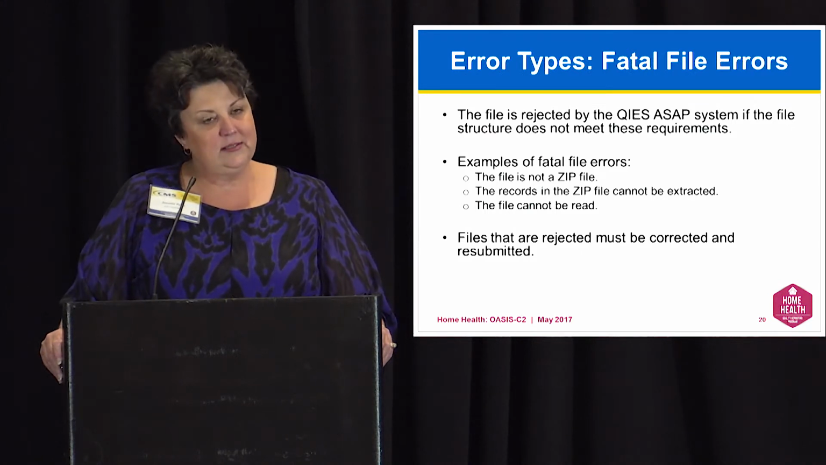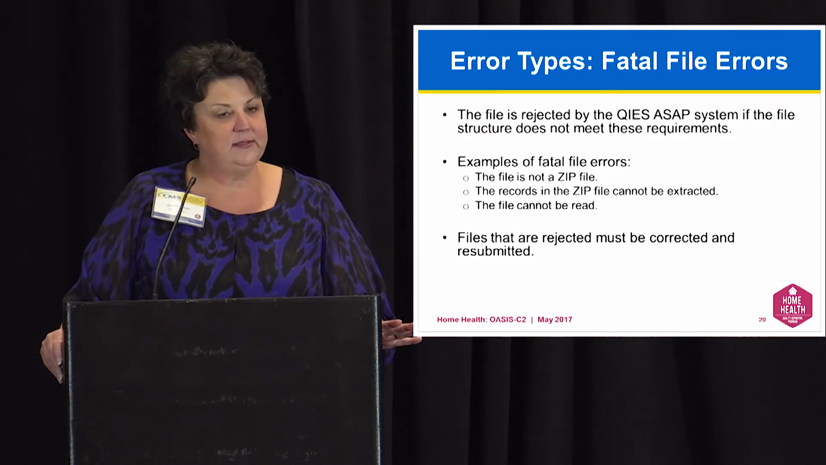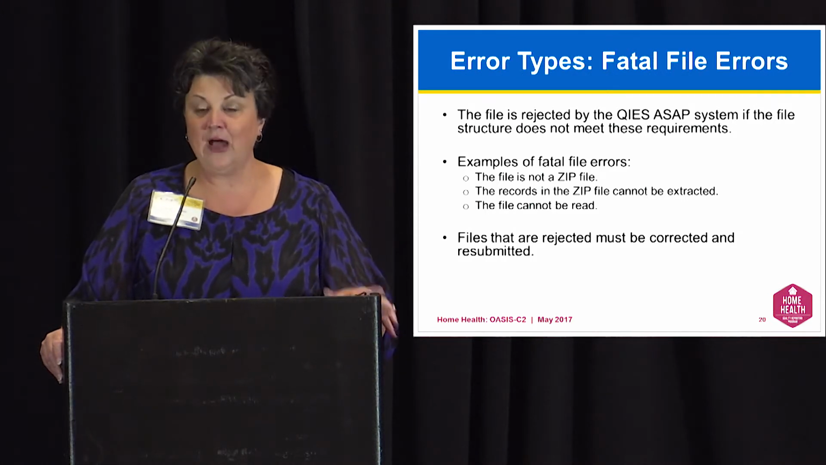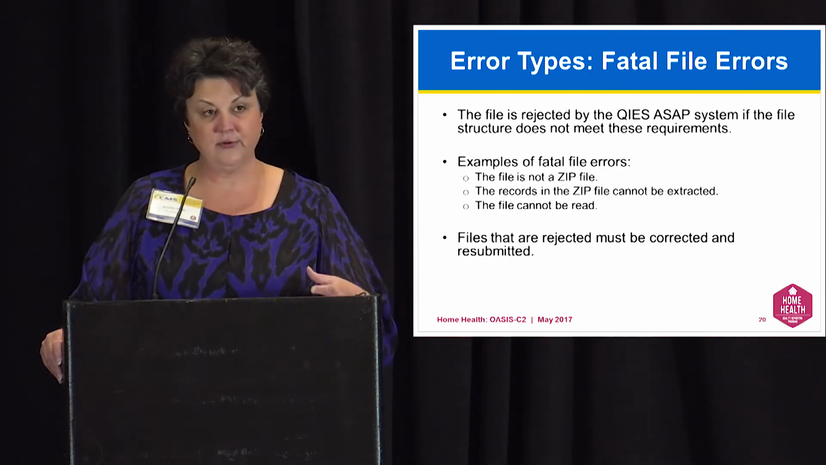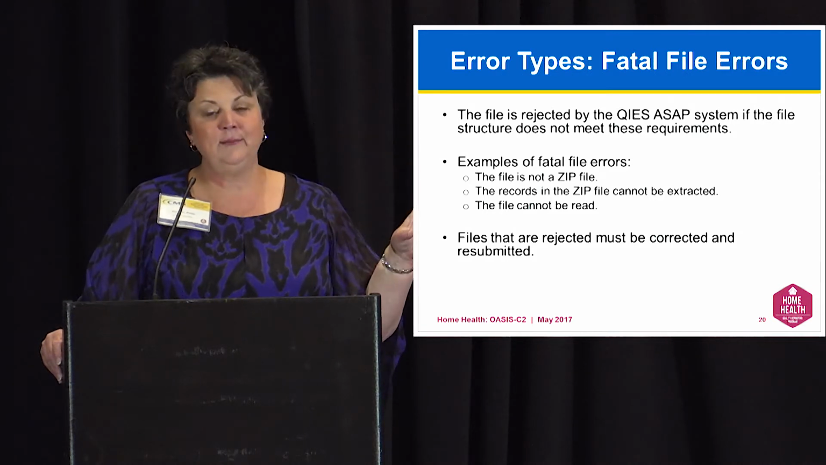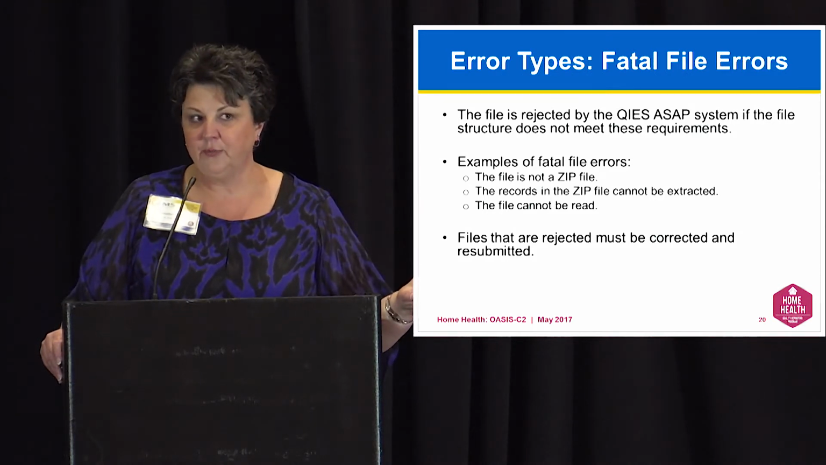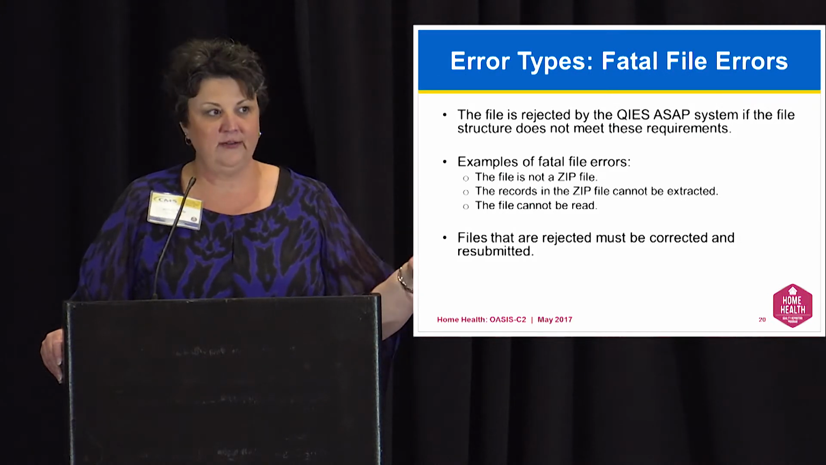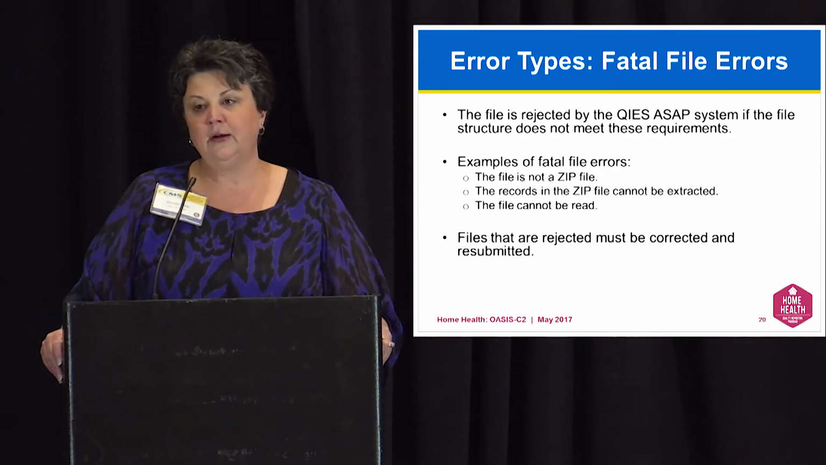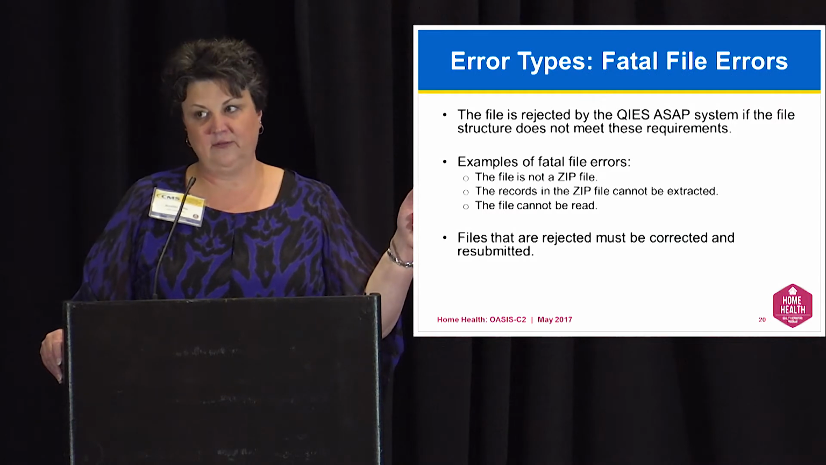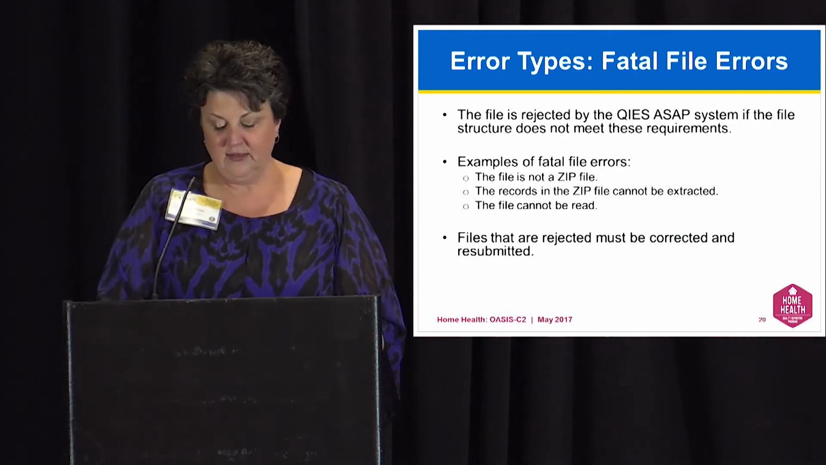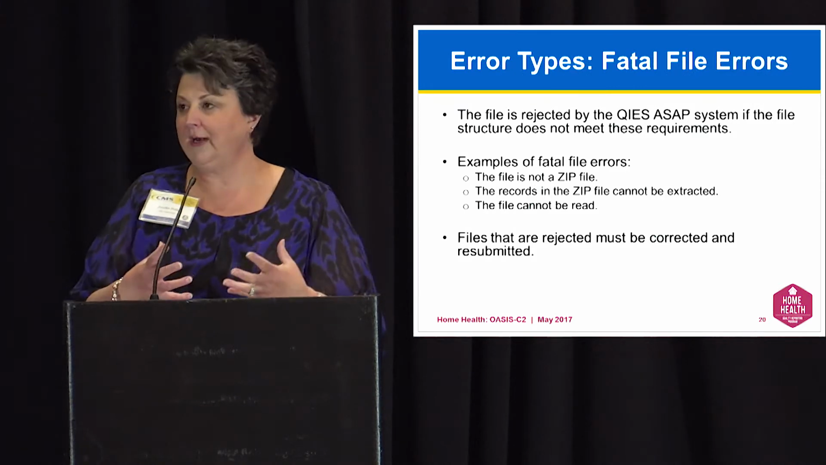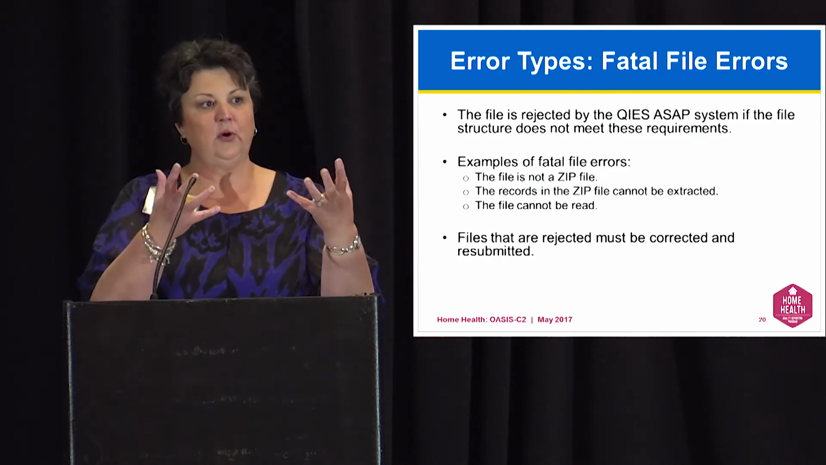So again, the way you'll know about these is you'll use that submitter final validation report, and that will list fatal file errors. So if you are not getting back a final validation report, that's when you're going in and requesting a submitter final validation report to actually tell you about these fatal file errors. Okay? In this case, you'll have to figure out what happened and then resubmit the whole file again.